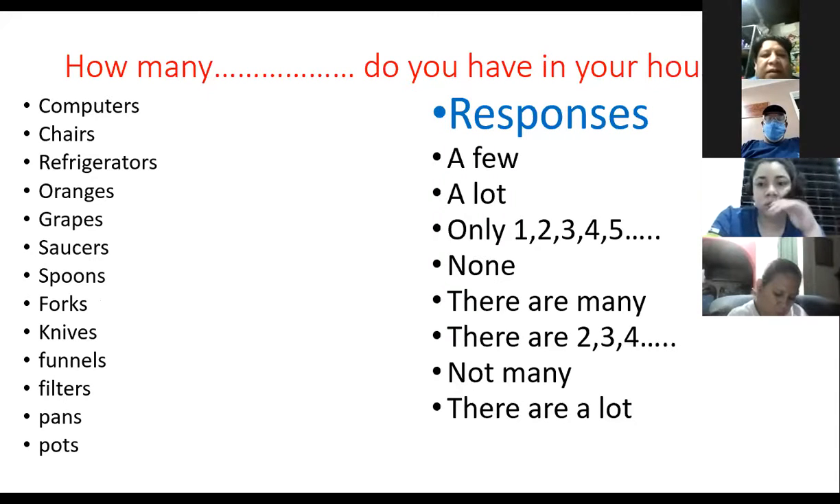Okay. Perfect. Okay, guys, do you understand this? ¿Entienden esto? Do you understand this? Yes. Okay. Take a picture, porque los voy a poner en los salones.